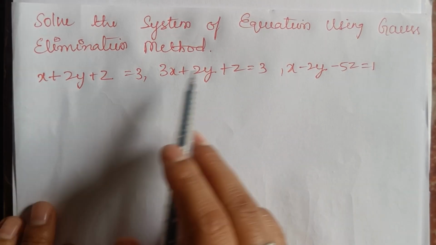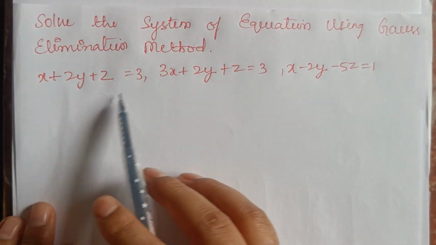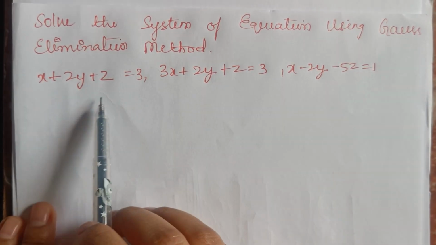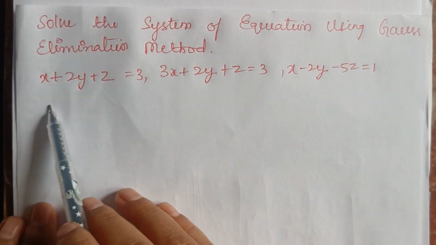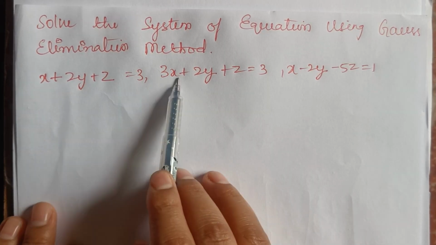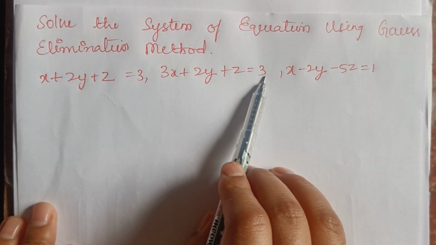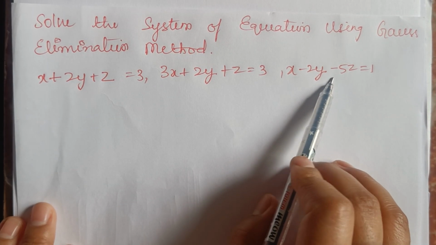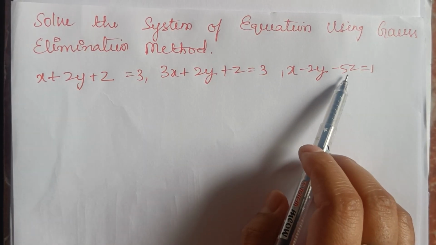In this video, we are going to solve the system of equations using Gauss's elimination method. So this is the system of equations given: x plus 2y plus z equals 3, 3x plus 2y plus z equals 3, and x minus 2y minus 5z equals 1.